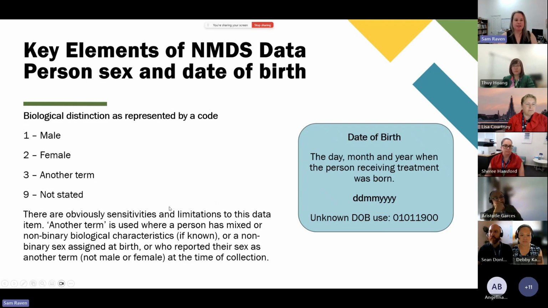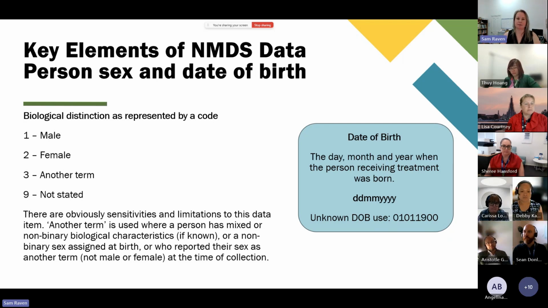So I thought what we do now is just have a look at some of the key elements of the NMDS. And we'll go into each of them. Some of them are a bit more straightforward than others. But this is kind of the area where we're really looking to get consistency about data collection. So we're really looking to try and reduce some of that room for interpretation, which there always is. We can't stamp that out entirely, but the more consistent we can make this data, the more useful it is.